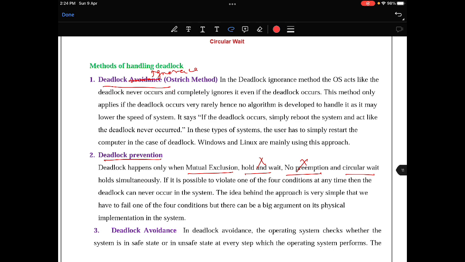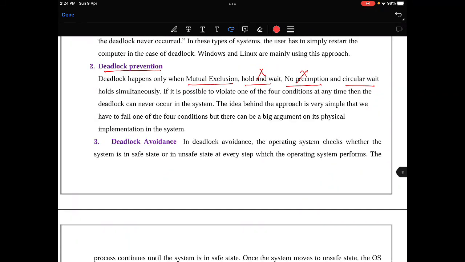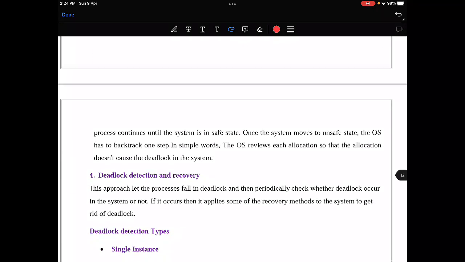Next one is deadlock avoidance. We will try to avoid deadlock. Means if at any point of time we feel that deadlock may occur, we will stop the transaction, roll back and start it again, so that deadlock is avoided.